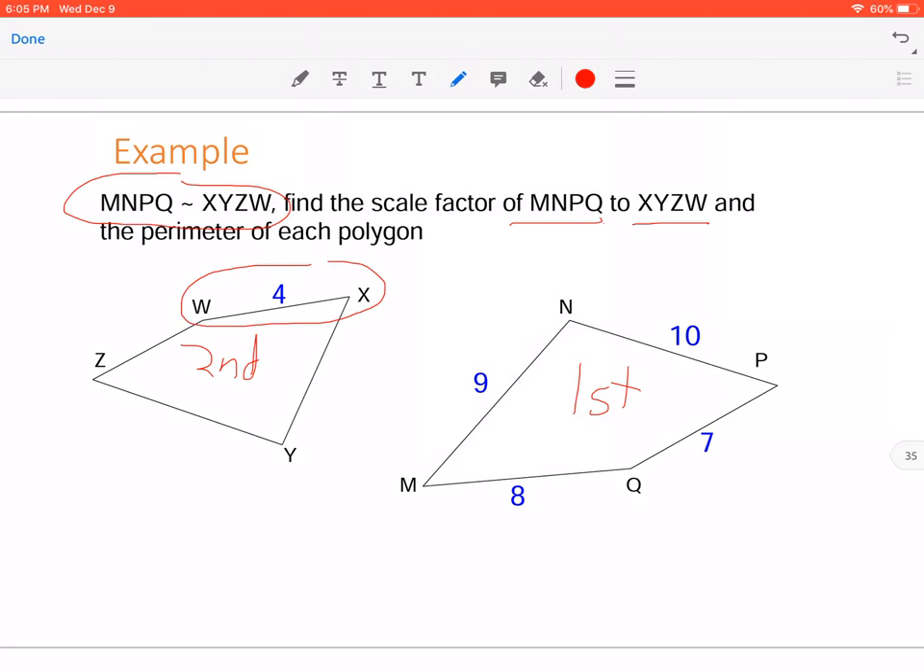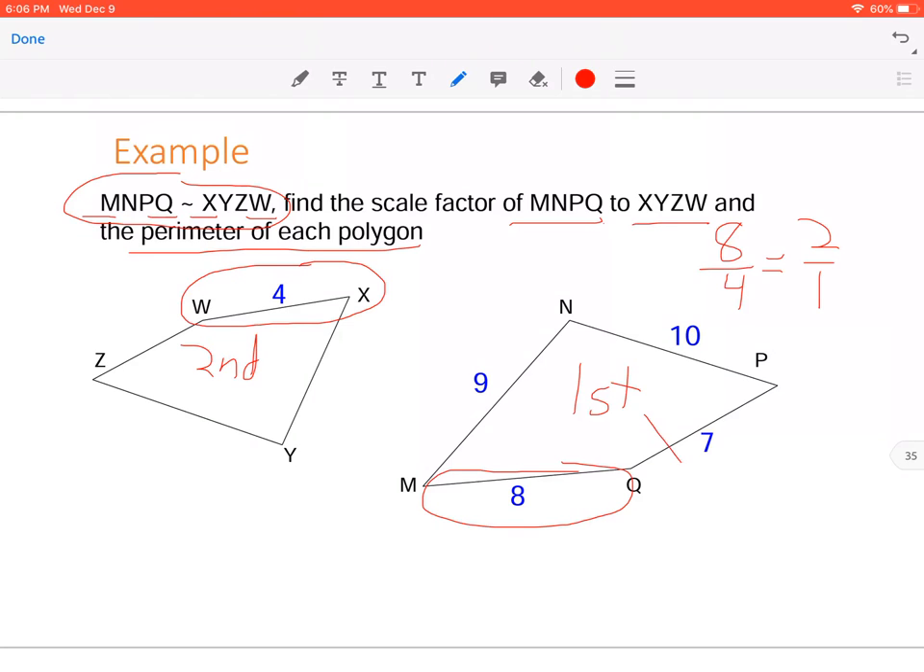So I have one number here, that's WX. So WX was the first and last one. So his match should be M and Q, first and last one. So M and Q is 8. So the scale factor from MNPQ, which was 8, to XYZW, which was 4, is simply a 2 to 1 ratio. That's it. Okay?